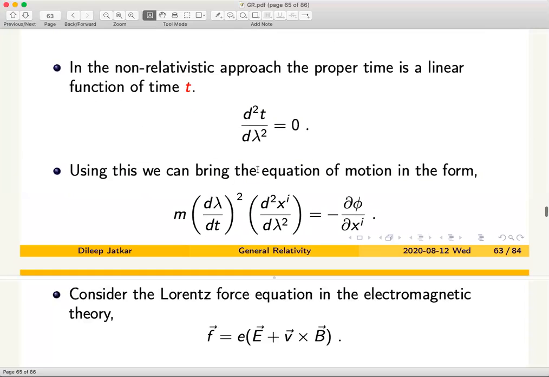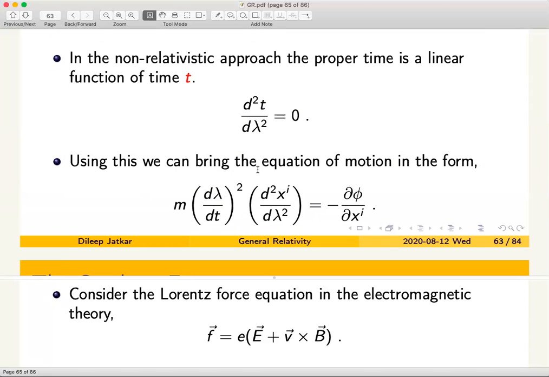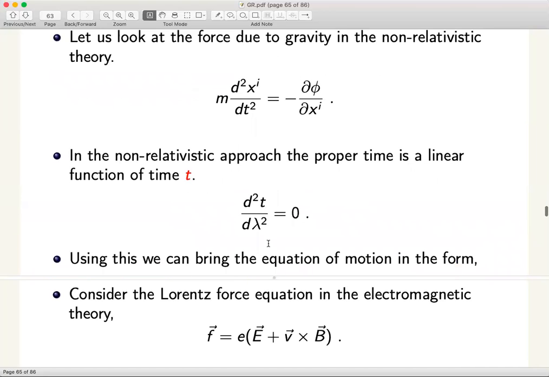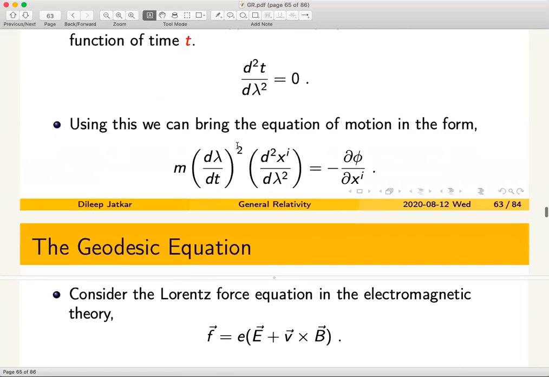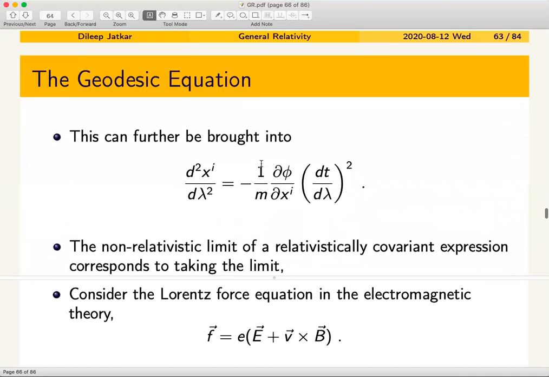But we can set it back in by putting this expression in terms of lambda, and saying that if there is a linear relation between t and lambda, which is what you would do in the non-relativistic case, this equation can be written in this particular form. So what we'll do is take this d lambda by dt to the other side and rewrite the equation.